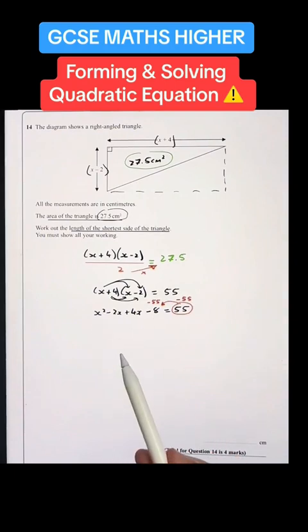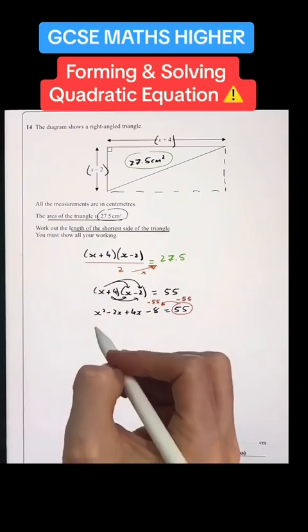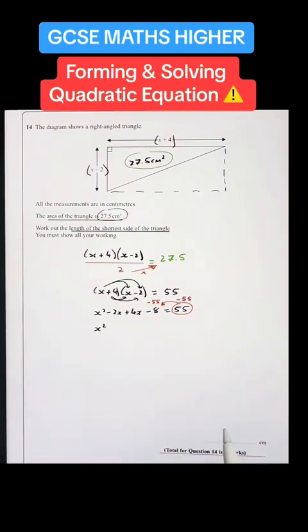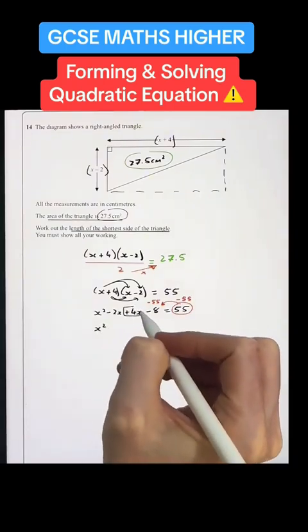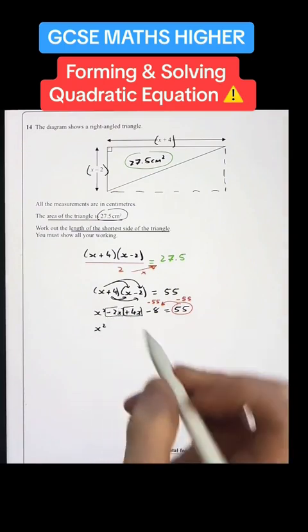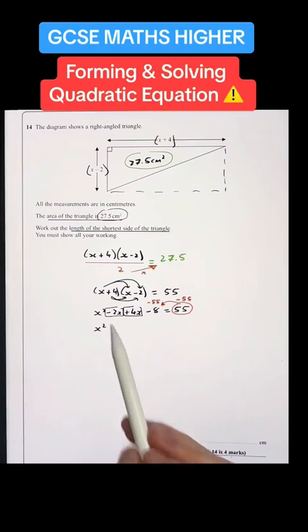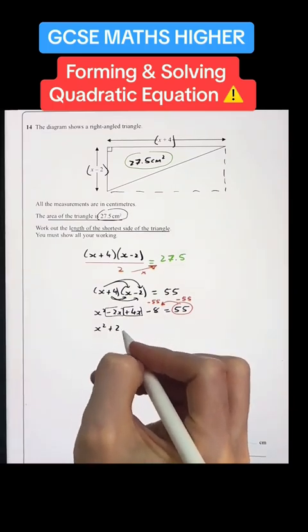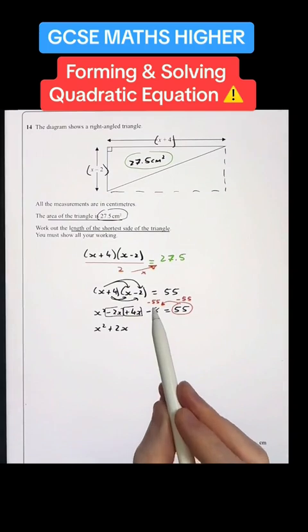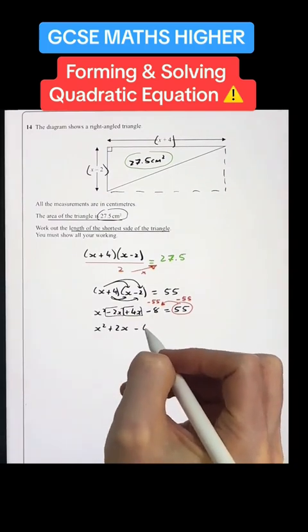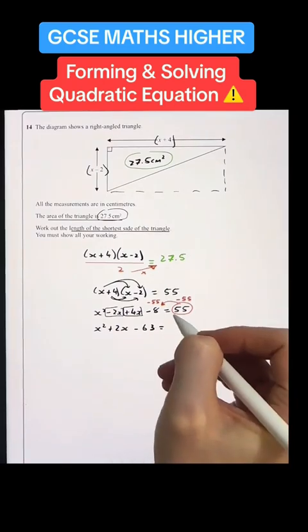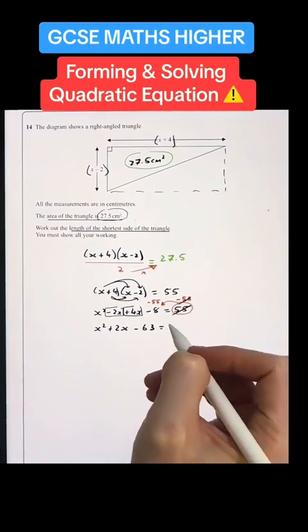Simplifying the left-hand side, i.e. collecting like terms. Here I've got x squared. I've got no other term ending in x squared, so I'll write that down. I've got positive 4x, subtract 2x. They're like terms as they both end in single x. Well, positive 4 subtract 2 will give us plus 2, so I've got plus 2 lots of x. And I've got negative 8 take away 55, which will simplify to give us negative 63. And on the right-hand side, 55 subtract 55 will cancel to leave us with 0.